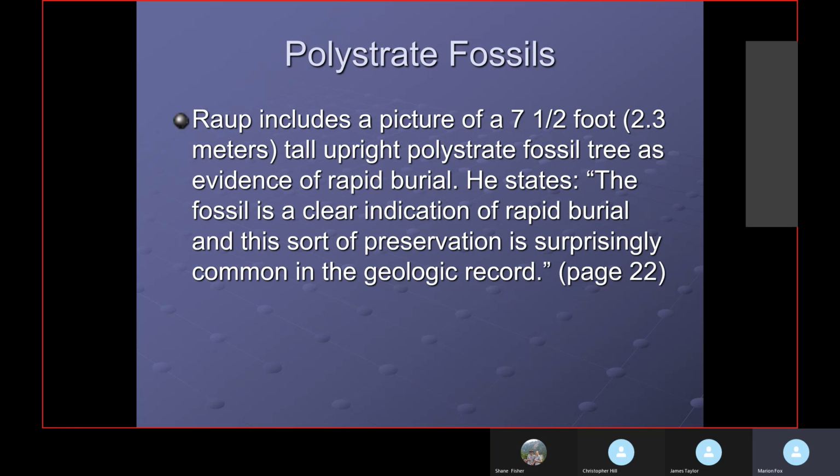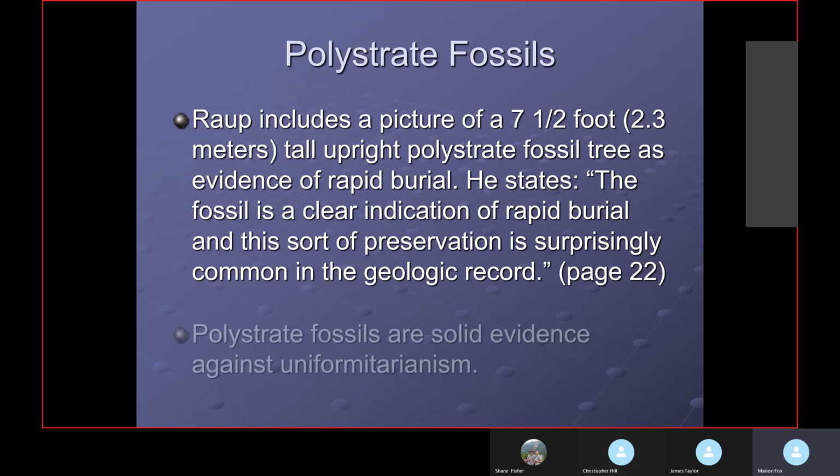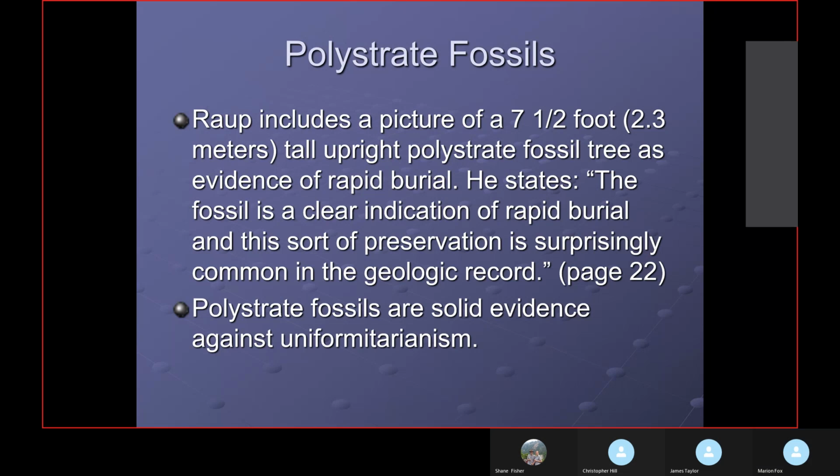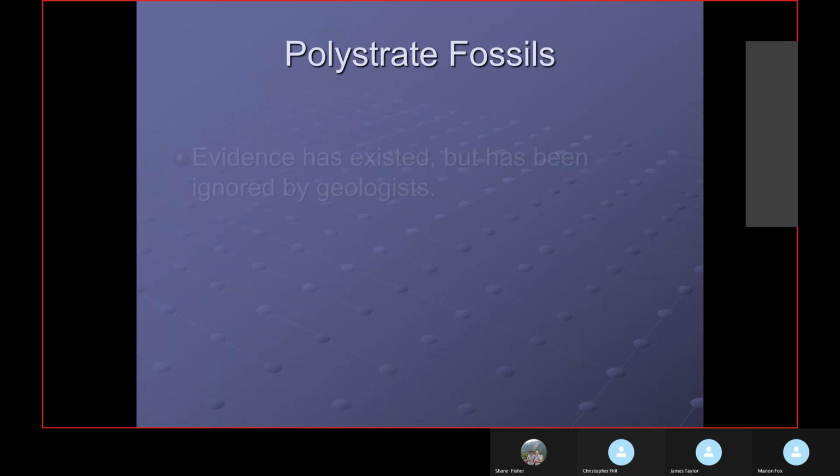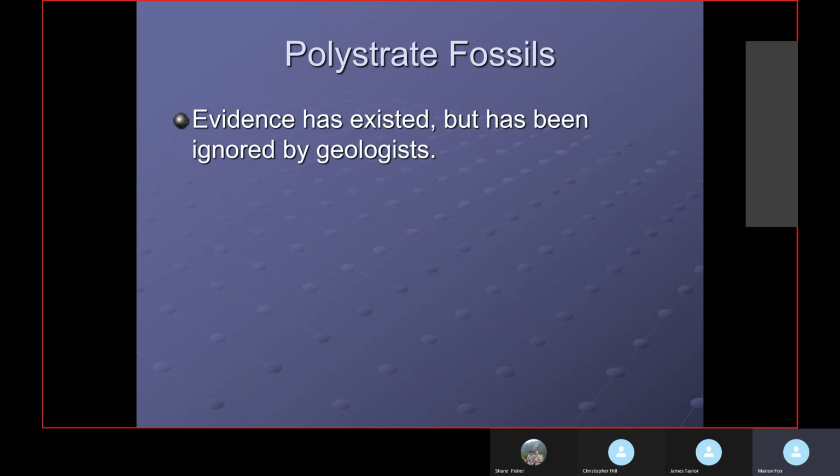Ropp includes a picture of a 7.5 foot or 2.3 meter tall upright polystrate fossil tree as evidence of rapid burial. He states the fossil is a clear indication of rapid burial, and this sort of preservation is surprisingly common in the geologic record. Why is it surprising? Because he's an atheist, he doesn't believe in the flood. That's why it's surprising. There's solid evidence against uniformitarianism, solid evidence against it.